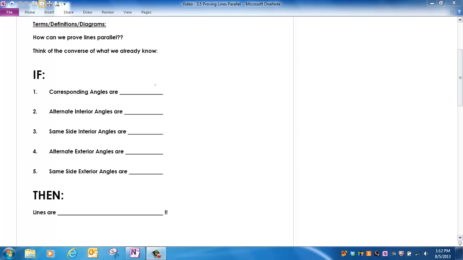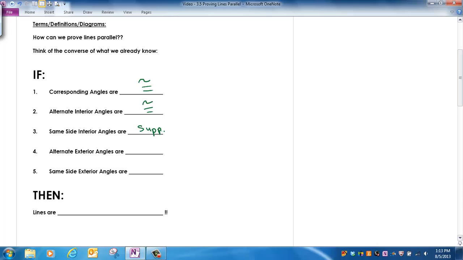So now, instead of saying if the lines are parallel, we're going to say if some other fact is true. So let's look at corresponding angles. Same position, if corresponding angles are congruent. What about alternate interior angles? They also had to be congruent. Same side interior. Be careful, look at your notes from yesterday. No longer congruent, but supplementary.